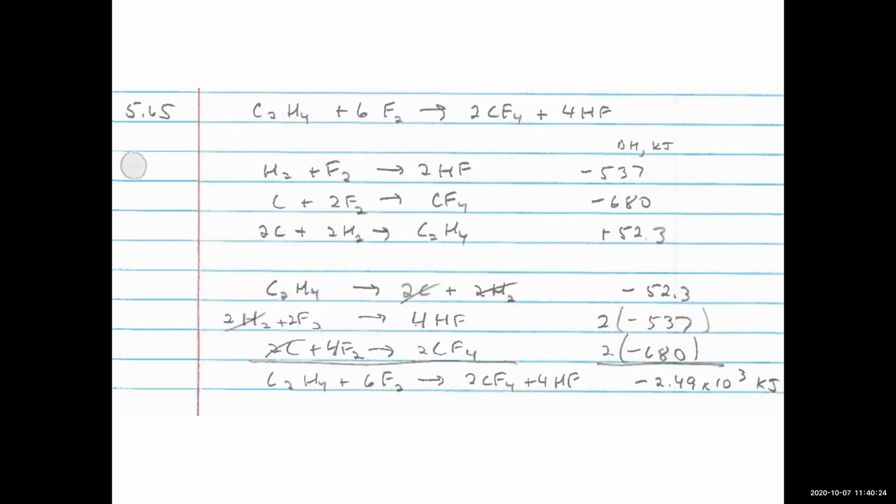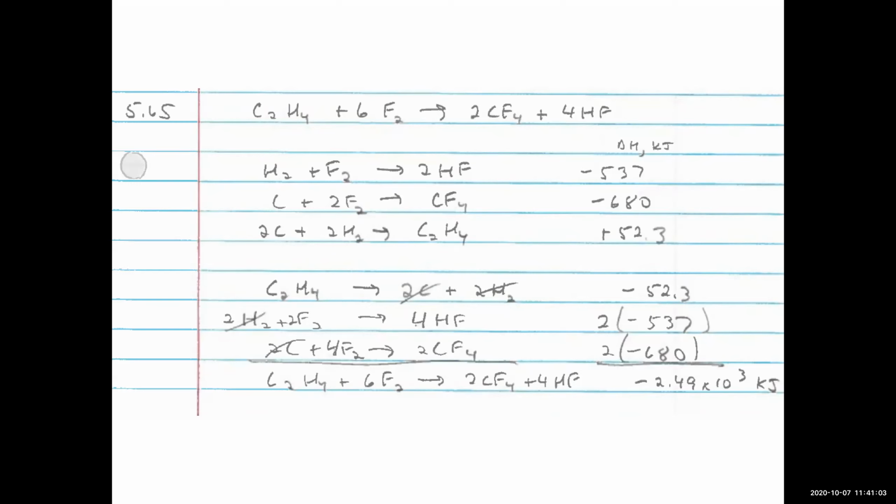The 2C on each side, we cancel that. 2H2 on each side, cancel that. Then if we add up all the things on the left and all the things on the right, on the left we have C2H4, we have 2F2 plus 4F2, so that's 6 F2s. And on the right-hand side, we have 4HF and 2CF4. And lo and behold, that reaction at the bottom matches the one at the top. So we've got things set up the way we want it now.